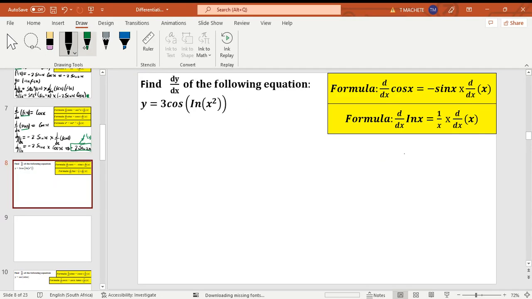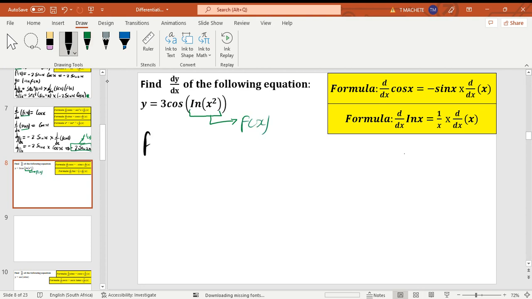So the next example, you are given y equals 3 cos ln x squared. You do the same, identify your f of x. So in this case, your f of x is this one.